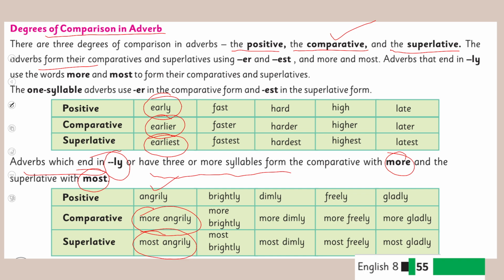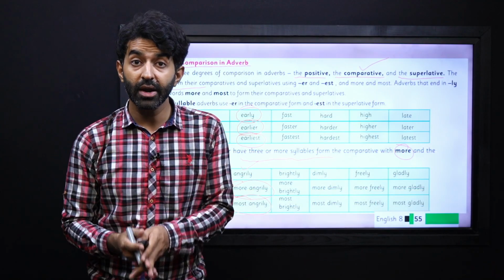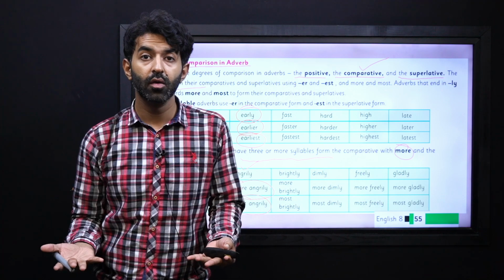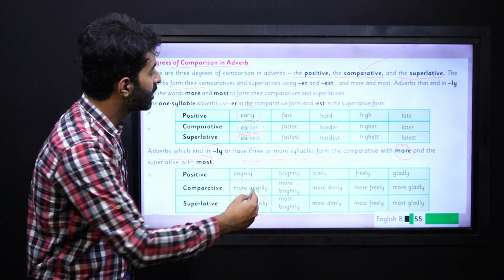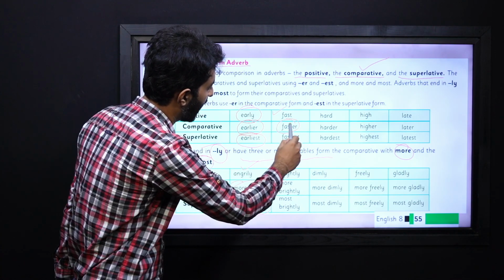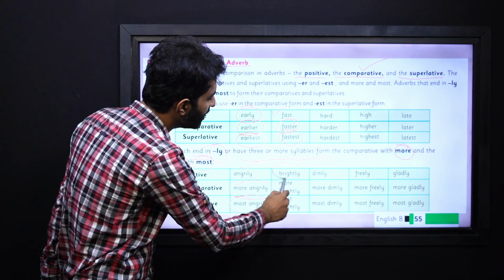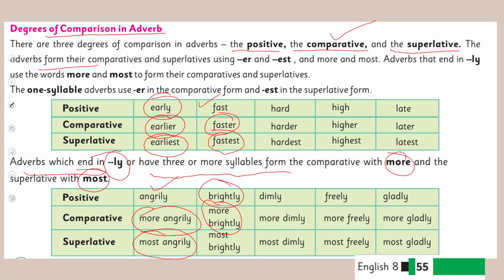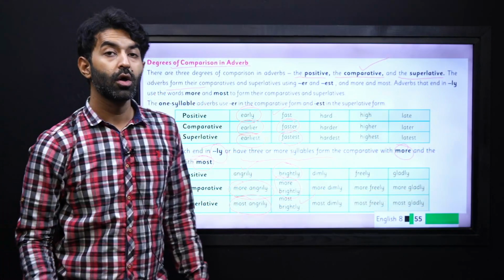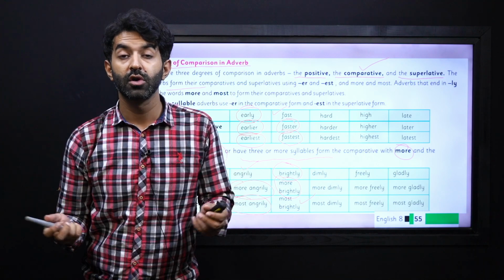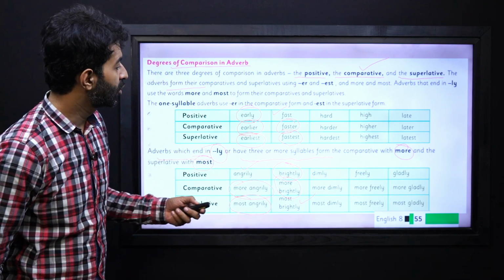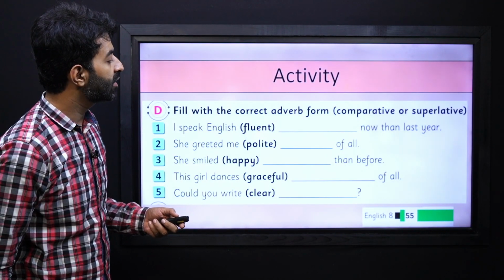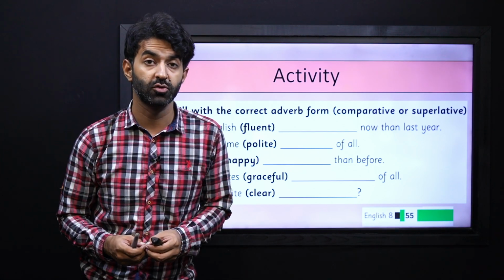Now, here we have two scenarios. Words that are not ending in ly, we are not adding any ly. Now we are going to see them. Fast will become faster and fastest, but brightly will become more brightly and most brightly. So we use more and most just like we use them in the degrees of adjectives. So you can read this chart by heart. This was taken from the page of the book.